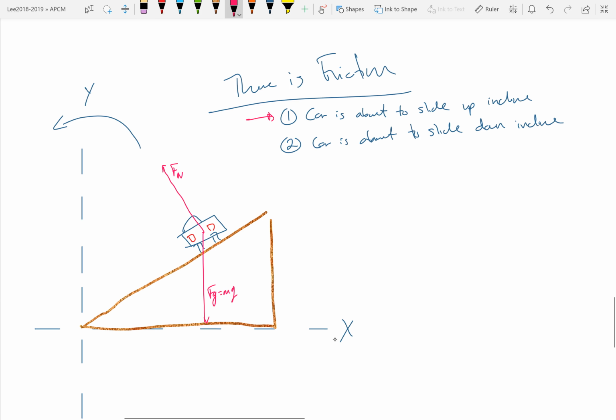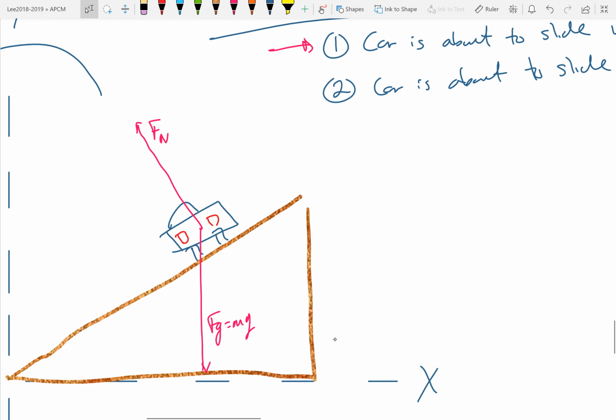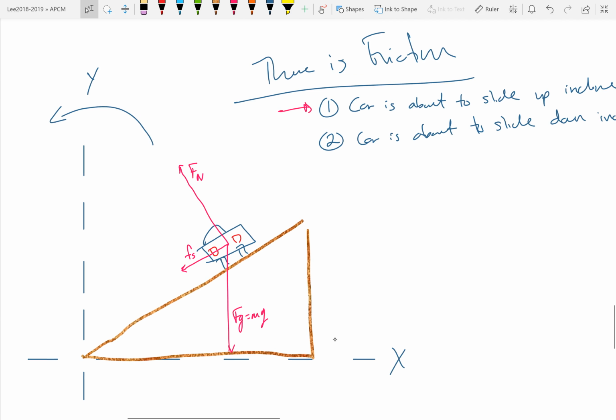It depends. But if the car's about to slide up the incline, that's our first example that we're starting with. This car's about to slide up the incline. The car's about to go up, that means the friction will be pointing down the incline, and that'll be our static friction. When the car's about to slide down the incline, then the only thing that's going to change is the direction of the static frictional force will be pointing upwards. So all we're going to need to do is flip some pluses and minuses.